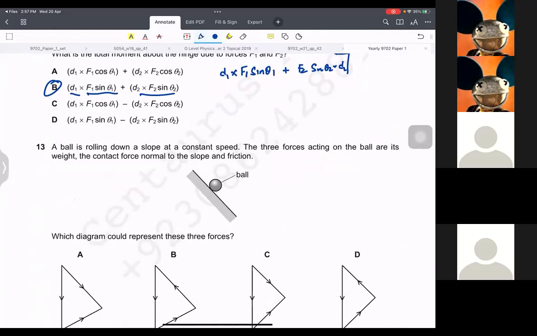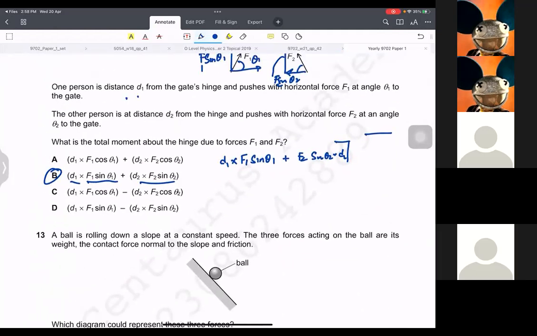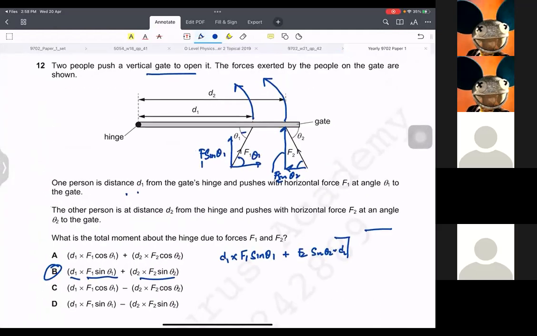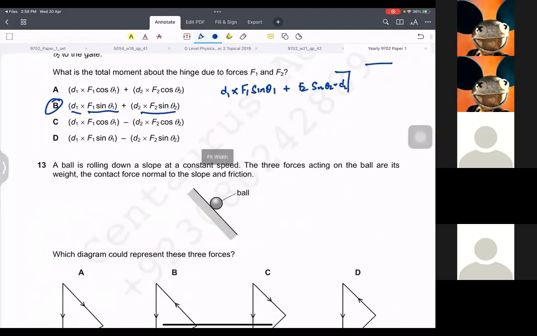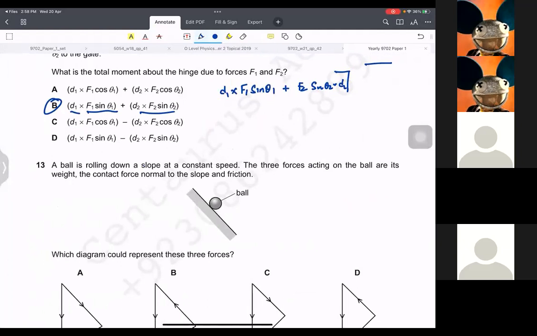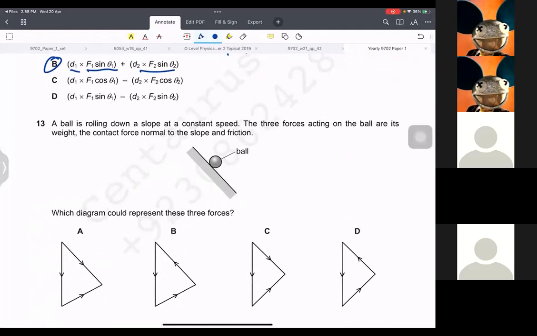So why can't it be cosine? Because the force has to be perpendicular to the distance, and the force that is perpendicular is sine. Check the vectors. If I make this vector, this angle is an alternating angle here. I want this force which is perpendicular, so it is sine. That's fine. Okay, so it's perpendicular force times perpendicular distance.